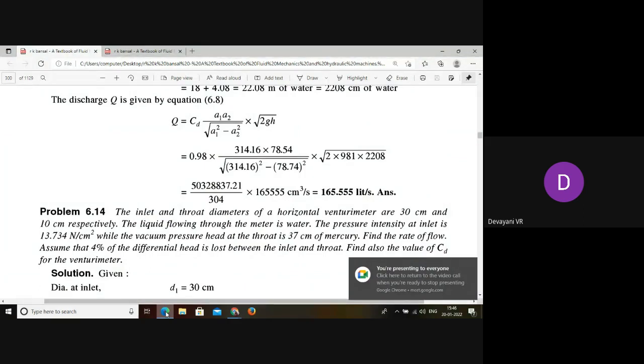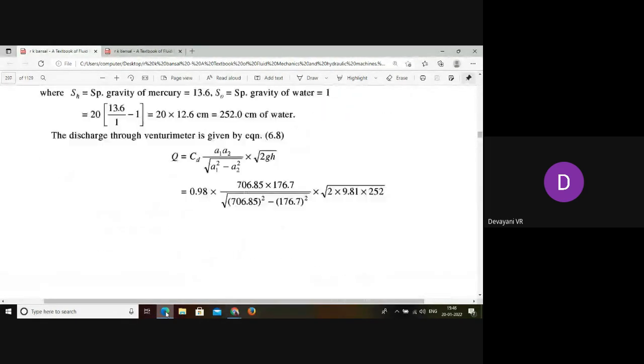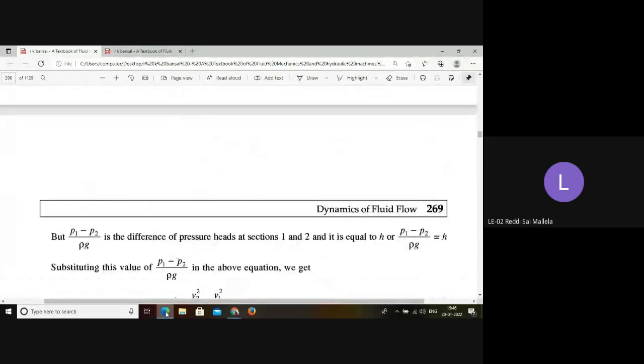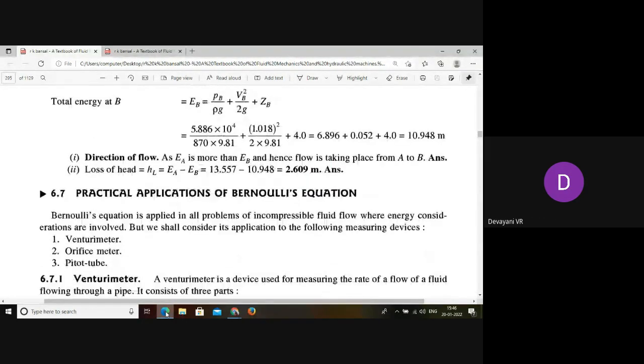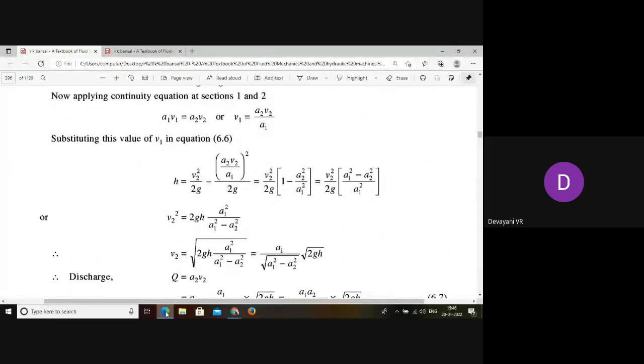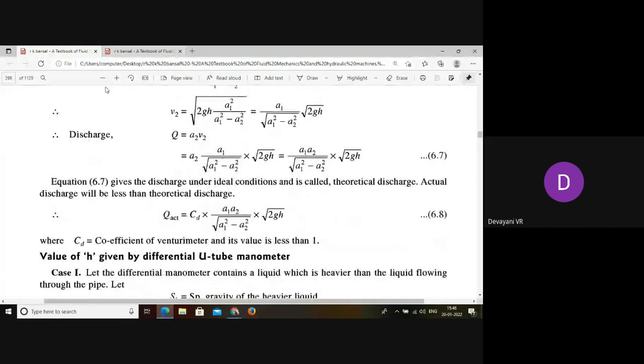Good afternoon, everyone. In the last class, we discussed the venturimeter, right? So, the design of expression for discharge through the venturimeter. We discussed the equations for theoretical discharge and actual discharge. For theoretical discharge, the equation will be A1 A2 into root 2gH by root of A1 square minus A2 square, right? So here A1 is the area of the inlet and A2 is the area of the throat. And here H is nothing but the head of the water which was flowing through the pipe.